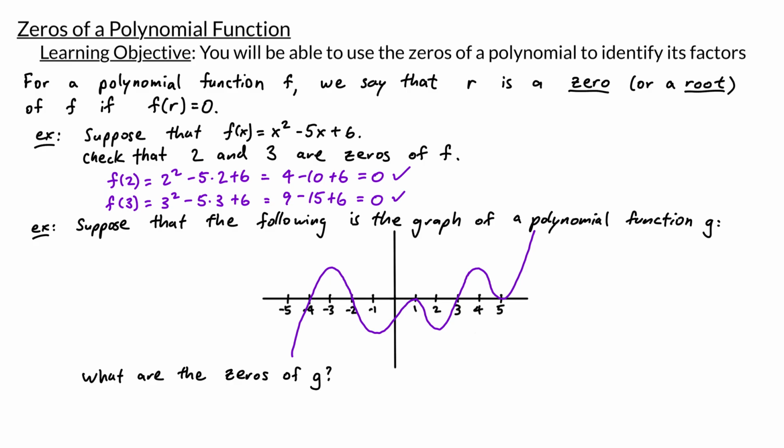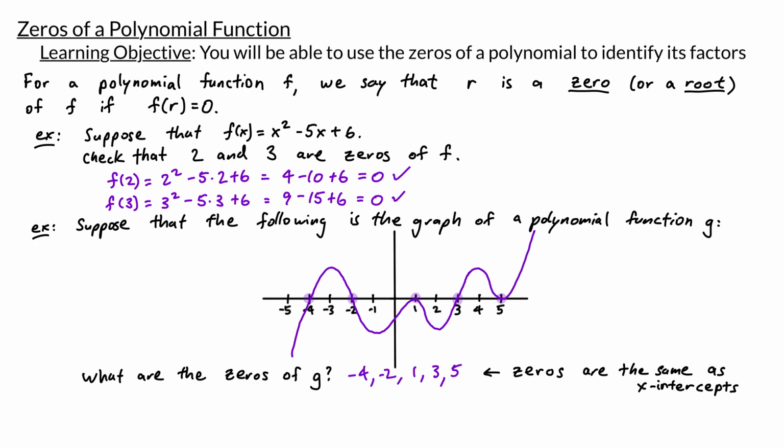Looking at our graph, we see that when x is negative 4, the corresponding y value is 0. When x is negative 2, the corresponding y value is 0. When x is 1, 3, and 5, the corresponding y values are all zeros. So we say that the zeros or the roots of our function g are the numbers negative 4, negative 2, 1, 3, and 5.